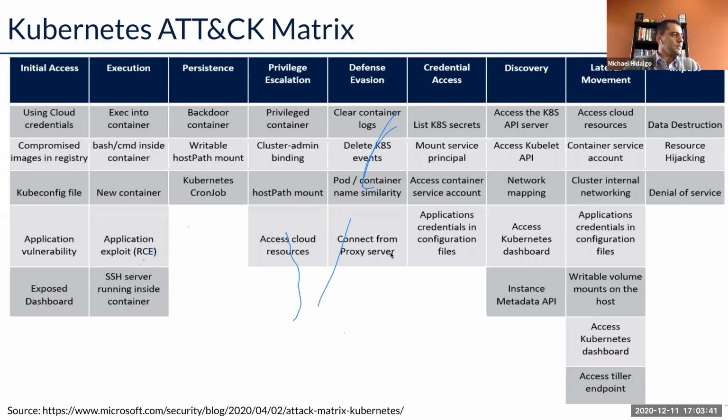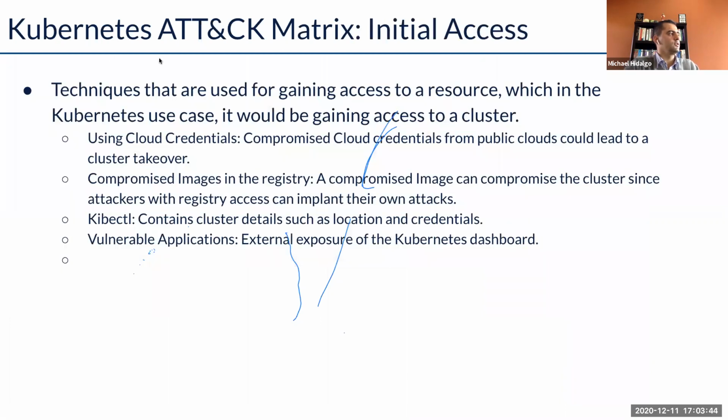Great. So what I tried to do here is put multiple elements together. For example, in the initial access technique, attackers try to gain access to a resource, which is a Kubernetes cluster. They can compromise cloud credentials from public clouds, which could lead to a cluster takeover, or compromise images within the registry. A compromised image can compromise the cluster, since attackers with registry access can implant their own attacks. There's a typo here, but you get the idea.